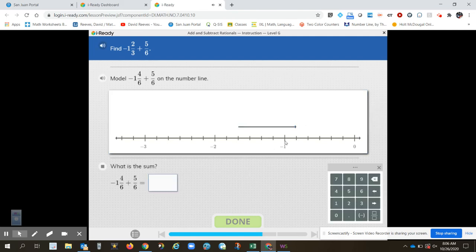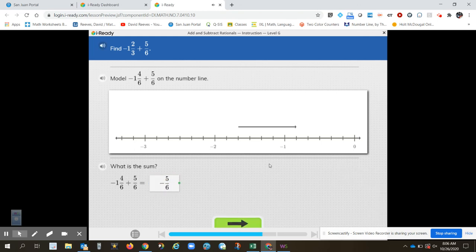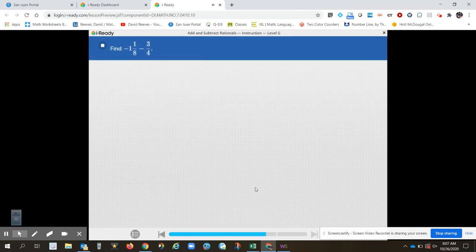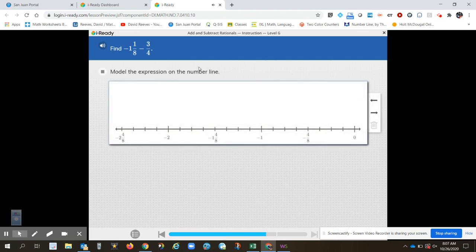And where did we end up? Again, we ended up at negative 5/6. Okay? So what they want us to see is you could do it on the number line without using a common denominator, and you can use a common denominator with a number line. We also could do it without the number line. All right. I think this is the last one we're going to do together.